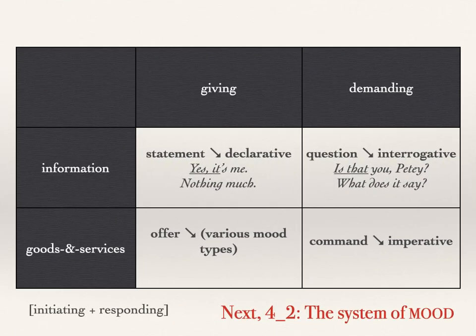So, summing up, we have this organization then of speech function: orientation, giving versus demanding. And what does a speaker give and demand? The commodity, information versus goods and services. And these two variables define the four basic speech functions: giving information, statement; demanding information, question; demanding goods and services, command; and giving goods and services, offer. And three of them, statement, question, and command, have been grammaticalized in English and other languages as distinct mood types.